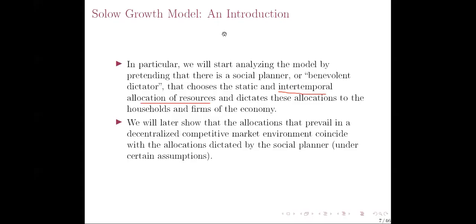By the intertemporal allocation of resources, we mean the allocation between two periods or more than two periods. When you make a decision in one period for the consumption and investments in the second period, that is called intertemporal allocation of resources. So the benevolent dictator chooses static and intertemporal allocation of resources and dictates these allocations to the households and firms of the economy.